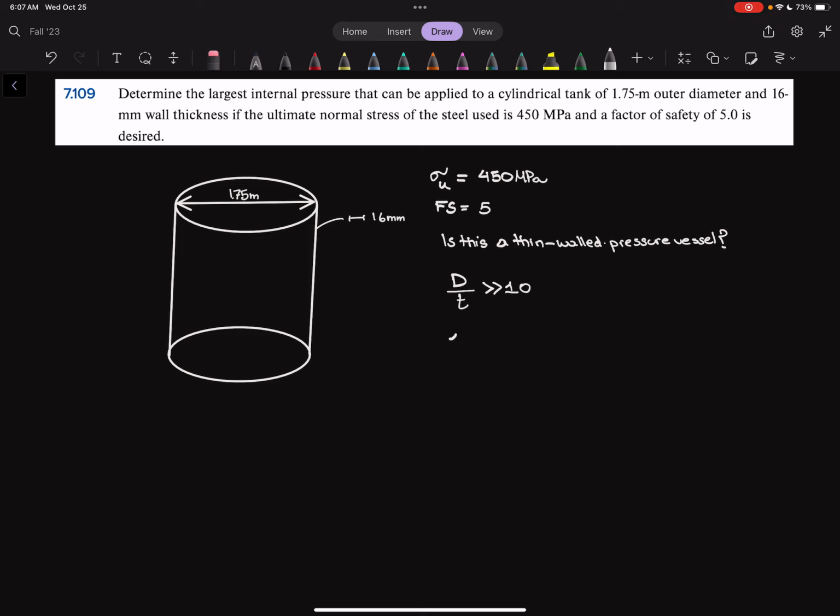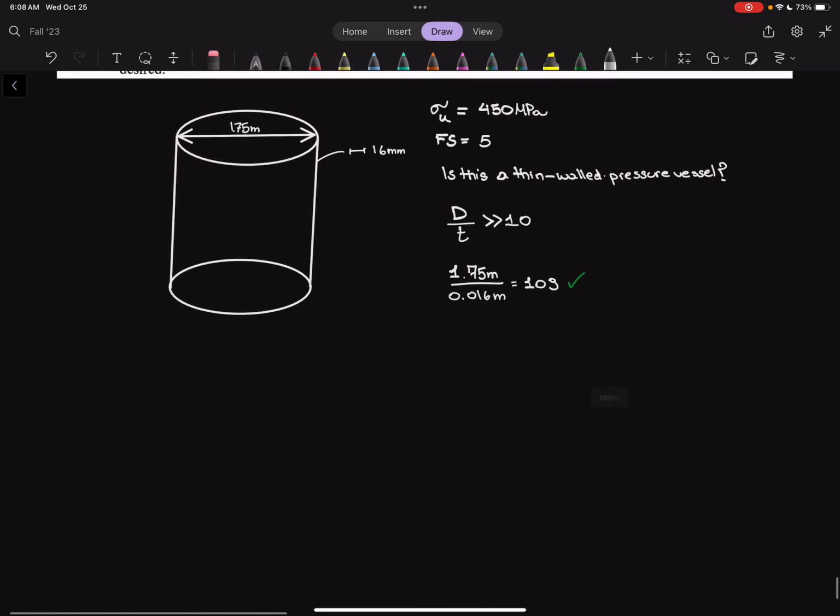1.75 meters divided by 0.016 meters. Well, that's 1.75 divided by 0.016. That's 109. So that checks out. So we can use the formulas that we want.